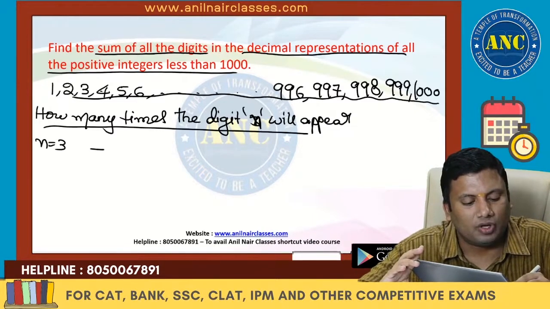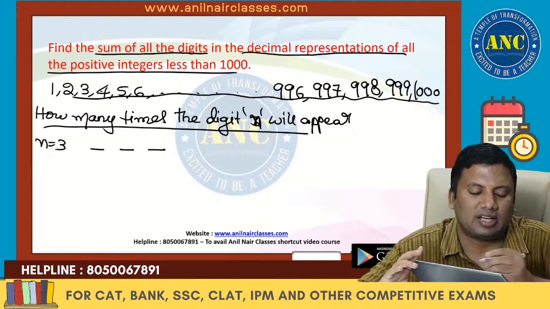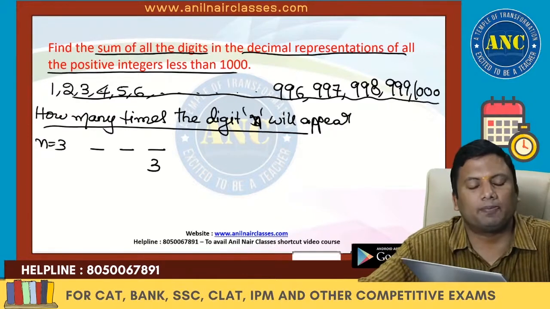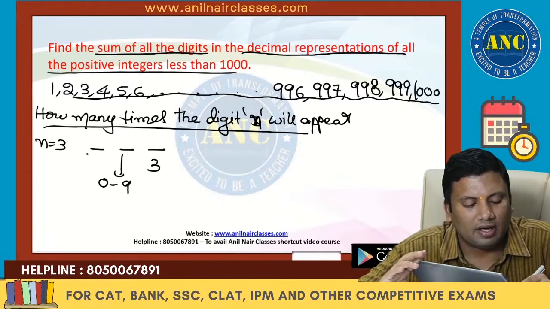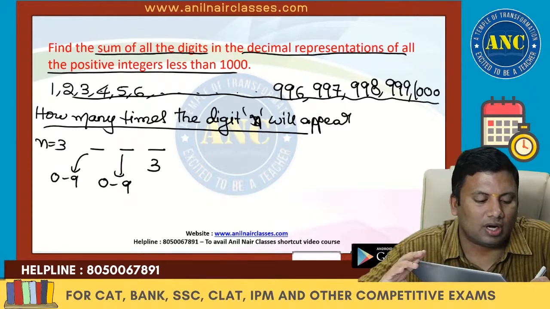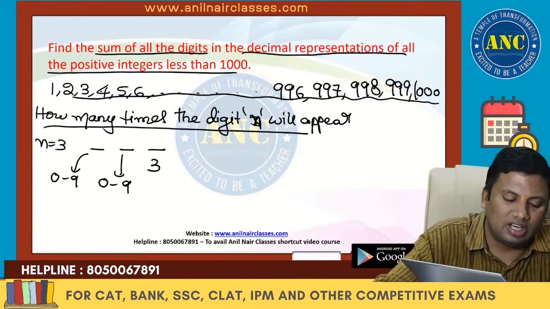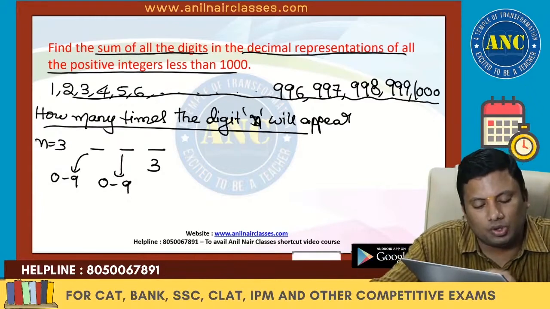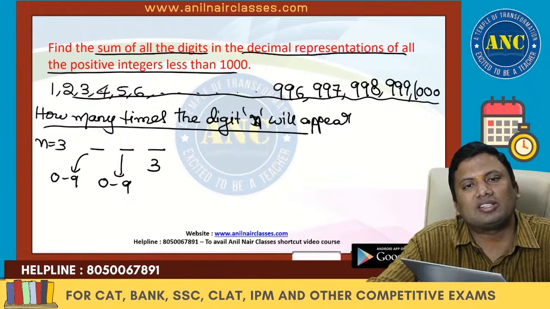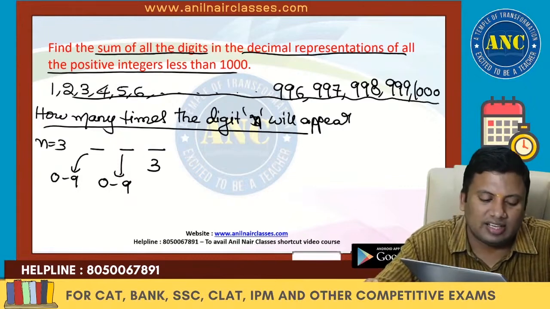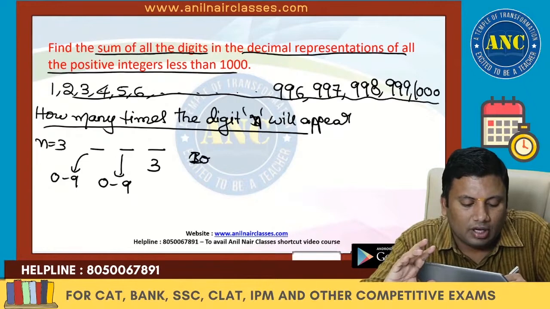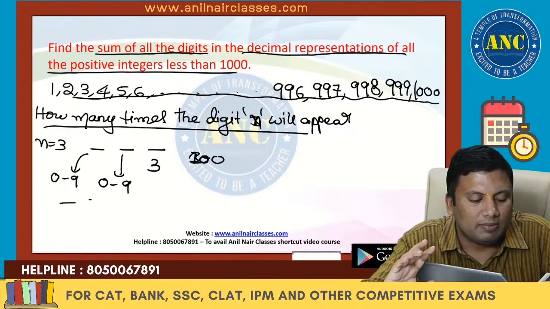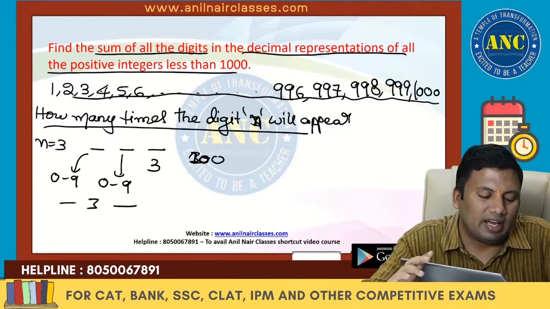Units place, tens place, hundreds place. If the units place is 3, the other two can be from 0 to 9. If the leftmost is 0, I will get all the possible 2-digit numbers. If both are zeros, I will get all the single digit numbers. So 10 into 10, 100. Similarly, the tens place can have 3.